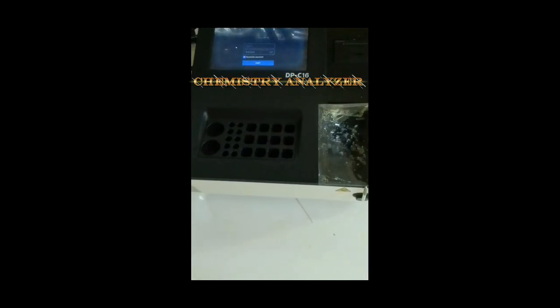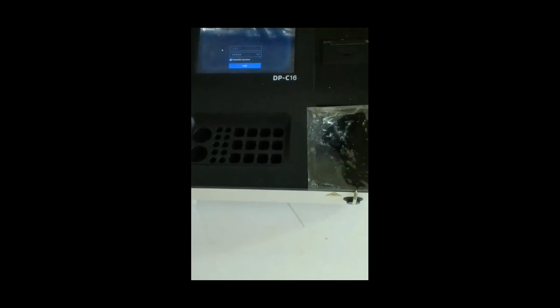4. Chemistry Analyzer. Chemistry analyzer is an essential instrument in the medical laboratory used to measure various chemicals and substances in blood, serum, plasma, and other body fluids. It helps healthcare professionals diagnose diseases, monitor treatment, and assess organ function. Uses of a chemistry analyzer.